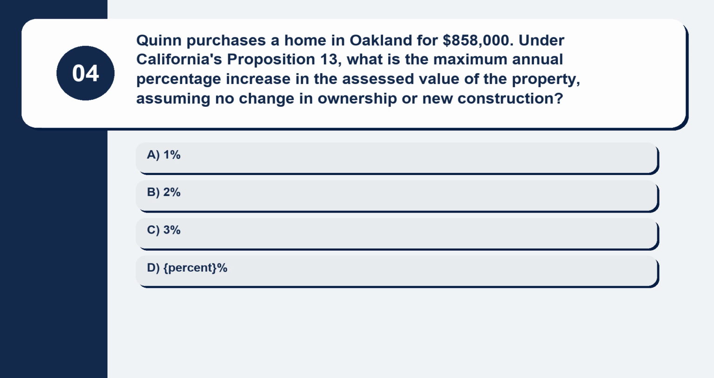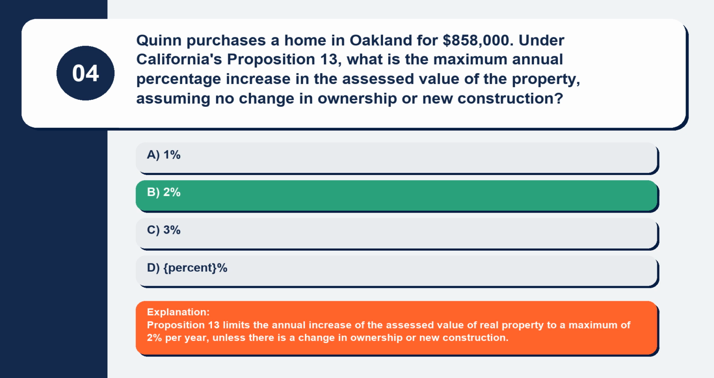Question 4. Quinn purchases a home in Oakland for $858,000. Under California's Proposition 13, what is the maximum annual percentage increase in the assessed value of the property, assuming no change in ownership or new construction? Here are your options. Option A, 1%. Option B, 2%. Option C, 3%. Option D, 5 percent. The correct answer is option B, 2%.